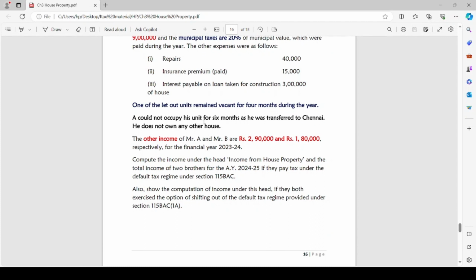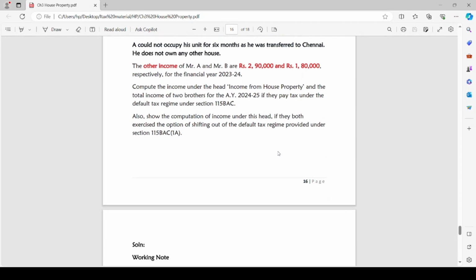A could not occupy his unit for 6 months as he was transferred to Chennai. He does not own any other house. The other incomes of Mr. A and Mr. B are rupees 2,90,000 and rupees 1,80,000 respectively. Compute the income under the head income from house property and the total income of the two brothers for the assessment year 2024-25 if they pay tax under the default tax regime under section 115BAC. Also, show the computation of income under this head if they both exercised the option of shifting out of the default tax regime provided under section 115BAC.